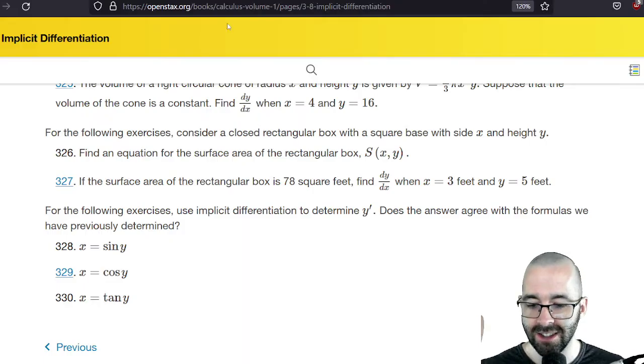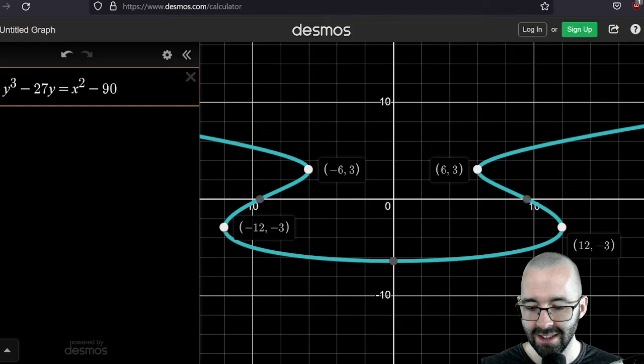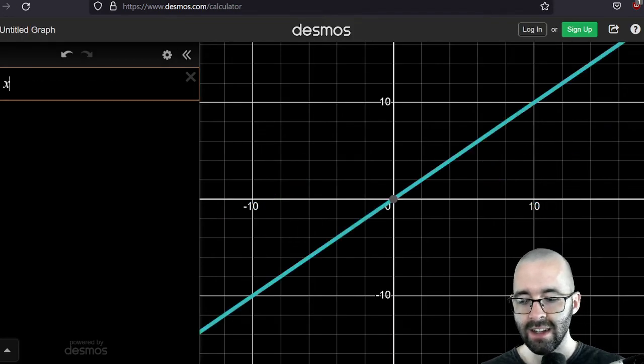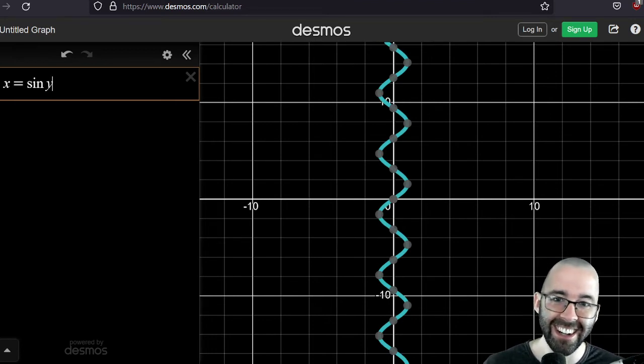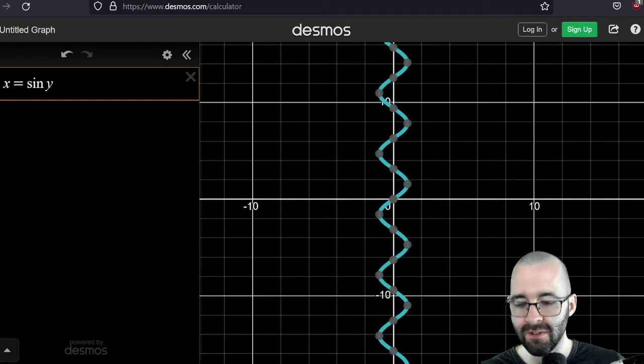But let's look at the distinction. This is what we're talking about. This is not a function. All right, this is why when we talked about trig and we talked about finding inverse sine, which by the way, let me show you what inverse sine is.